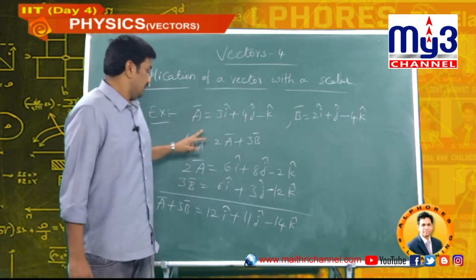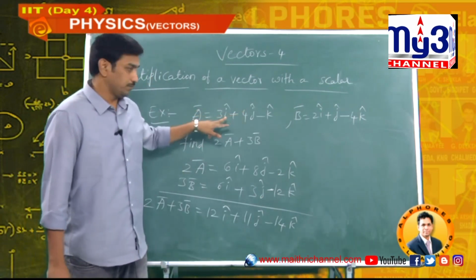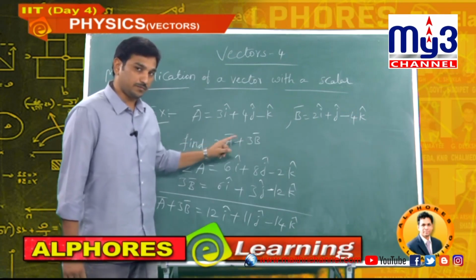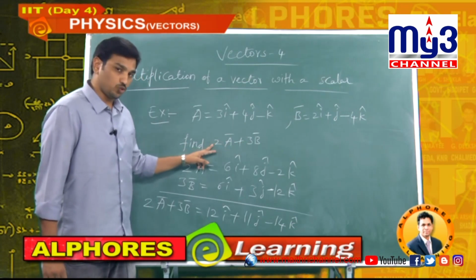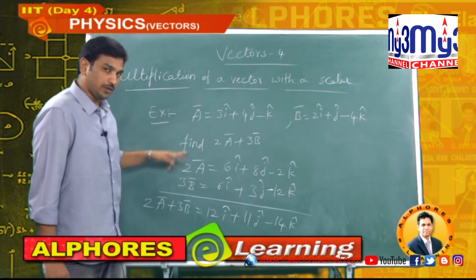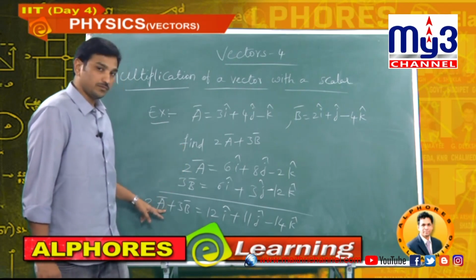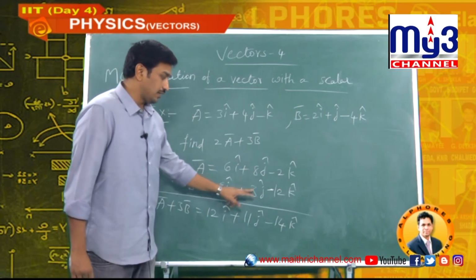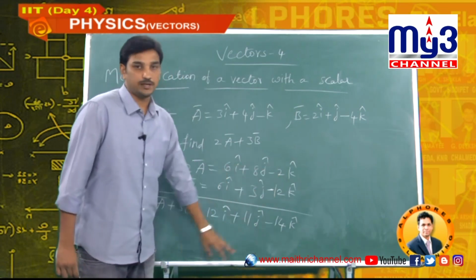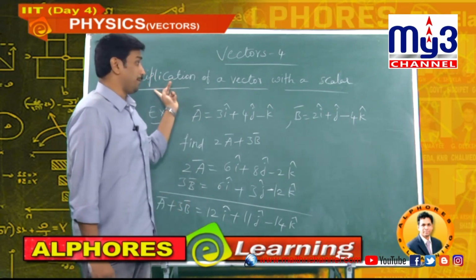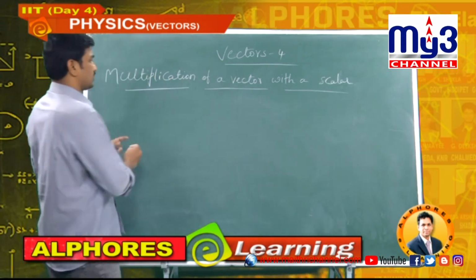Simple. a bar and b bar are given in the question. Now they are asking me to calculate 2a bar plus 3b bar. a bar multiplied with 2, b bar multiplied with 3, and then I have added both. Now the final answer: 6 plus 6, 12; 8 plus 3, 11; minus 2 minus 12, it's a minus 14. So in this way we should do multiplication of a vector with a scalar. Now see one more example.